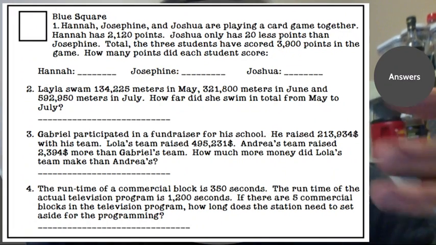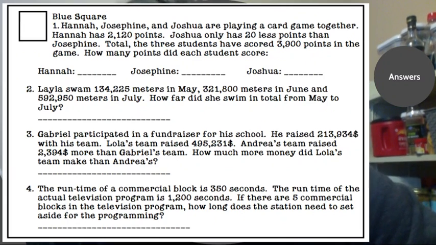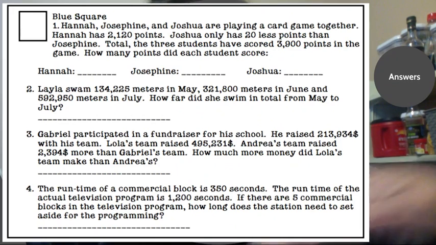Step three, circle any cue words. So here, take a look yourself. The ones that I'm seeing that are important keywords are less points than, because it's showing that we need to subtract. Remember that subtraction is less than, right? And then total is a word for addition.